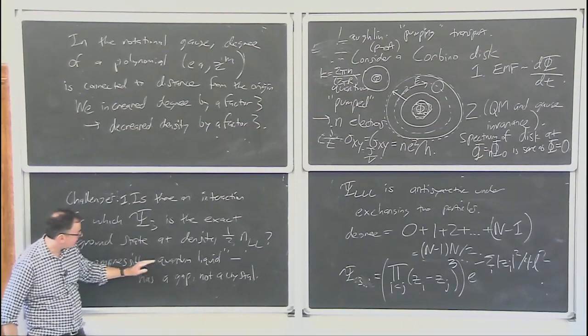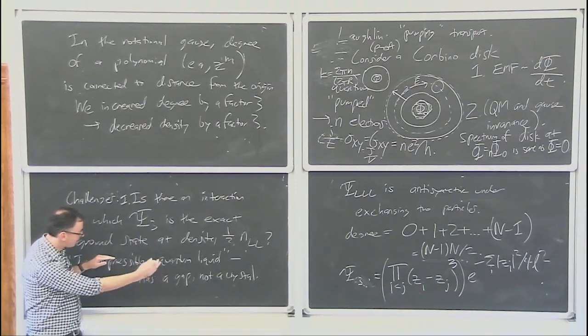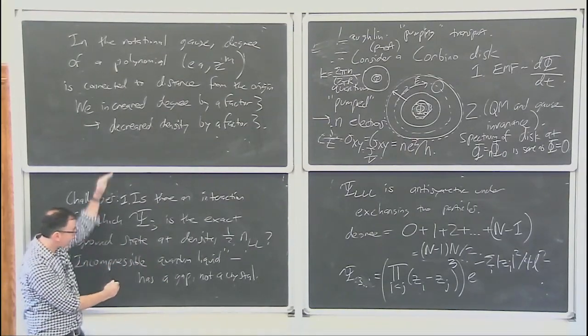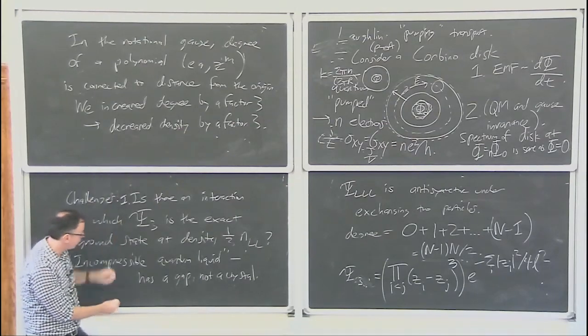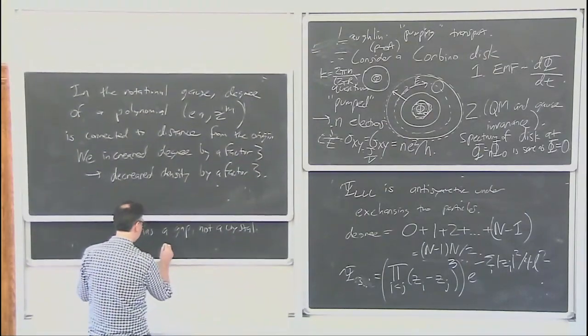The gap in the integer case, unless we were at the edge where there's no gap, the gap in the bulk is the cyclotron gap. We have to go up to the next Landau level. Here, the gap has to be generated by interactions.